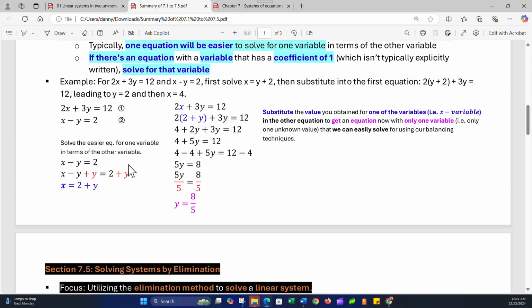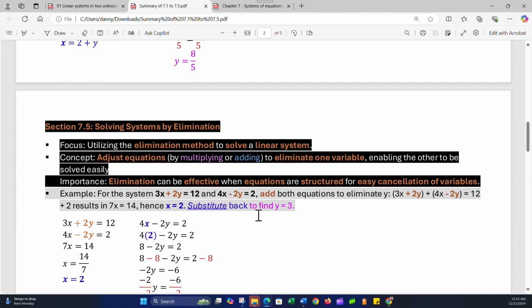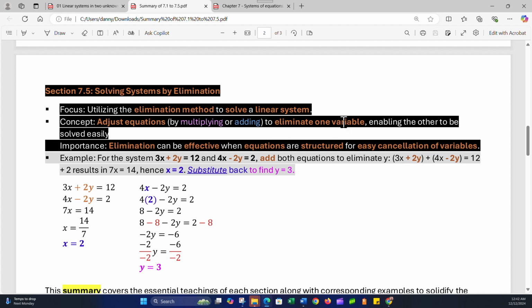Same as within substitution. Once we eliminated one variable, i.e. solving for x in terms of y, and we plugged in x here in terms of y, well, once we have an equation with just one variable, we're easily able to solve it. So that's what we're going to do here. We're going to eliminate one of the variables, and then we'll just have equations with one variable in them, and we'll solve them. So again, elimination can be effective when the equations are structured for easy cancellation of variables.